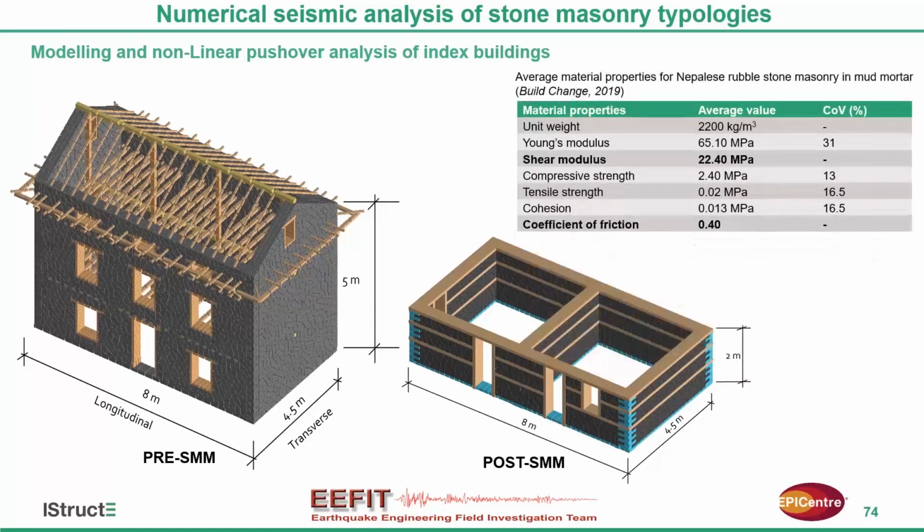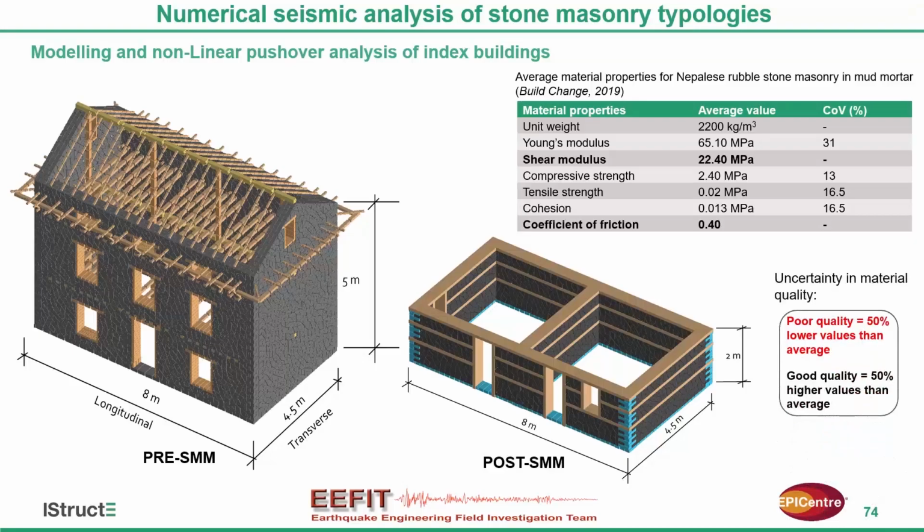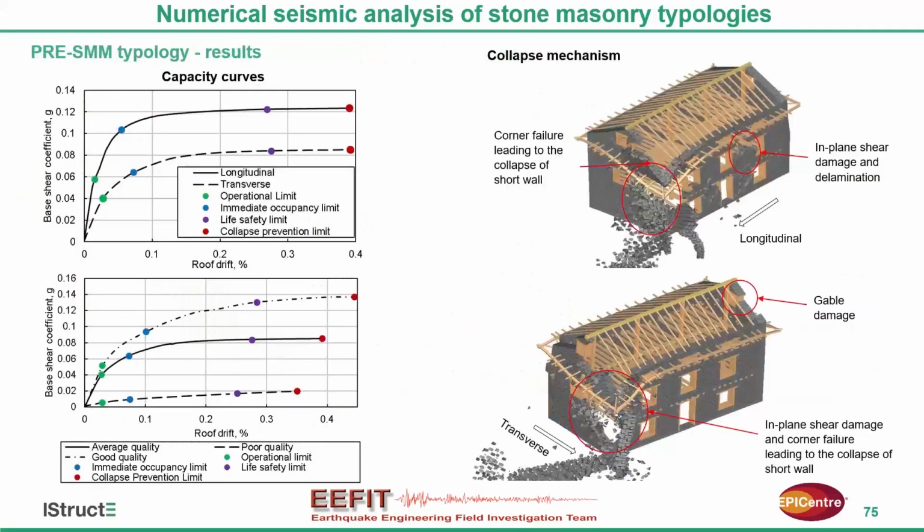As the material properties are key inputs for the numerical modeling, we have used the material properties obtained from recent tests on Nepalese stone in mud mortar masonry conducted by Bill Change. If you see these numbers, these are far lower than what you see for normal masonry. Further, to consider the uncertainty in the material quality, we have considered two different material qualities: poor quality, by reducing these average values by 50%, and good quality, by increasing them by 50%, so that we can see the effect of uncertainty in the material quality.